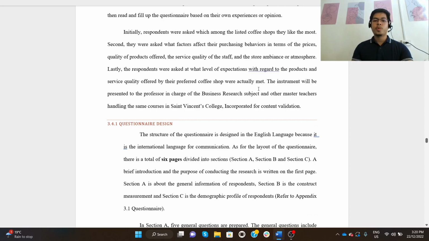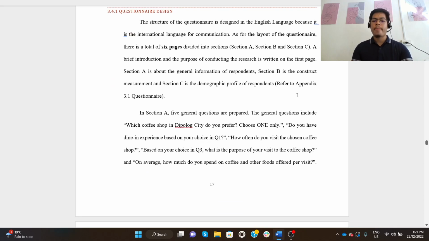So initially, respondents were asked which among the listed coffee shops they liked the most. Second, they were asked what factors affect their purchasing behaviors in terms of the prices, quality of products offered, the service quality of the staff, the store ambience or atmosphere. Lastly, the respondents were asked at what level the expectations with regard to the products and service quality offered by their preferred coffee shop were actually met. The instruments will be presented to the professor in charge of the business research subject and the master teachers handling the same courses in St. Vincent's College Incorporated for content validation.